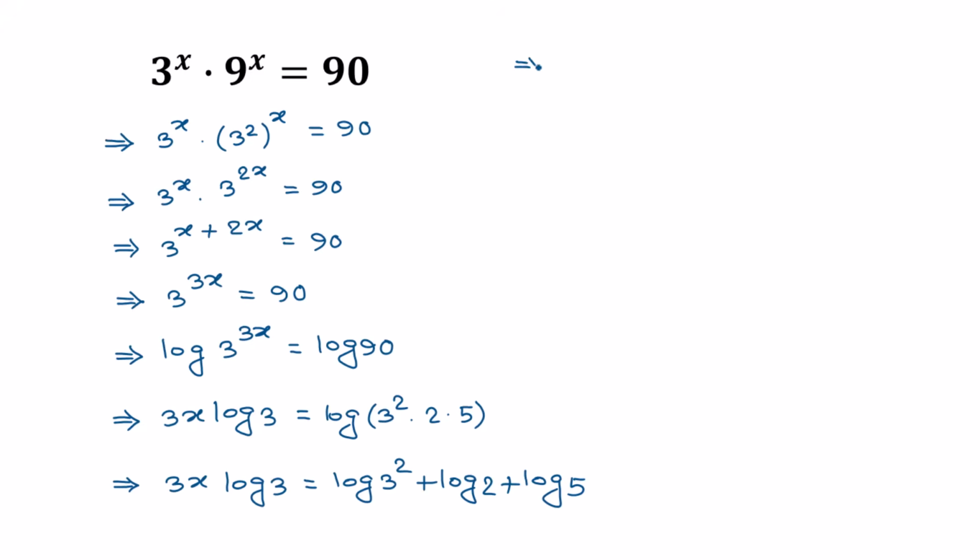So the left side is 3x times log of 3 is equal to, now log of a to the power b is equal to b times log of a, so applying this, we can write 2 times log of 3 plus the next term, log of 2, plus at last, log of 5.